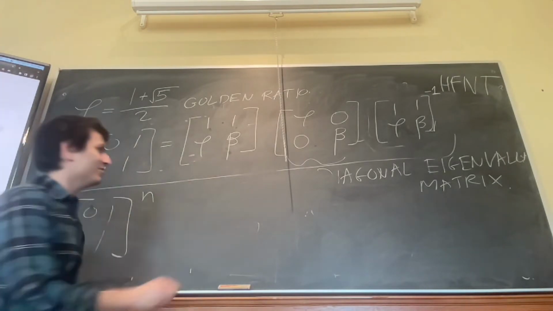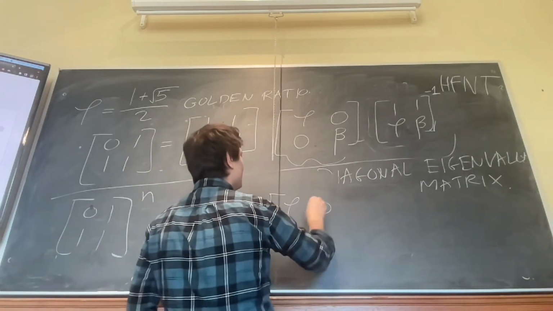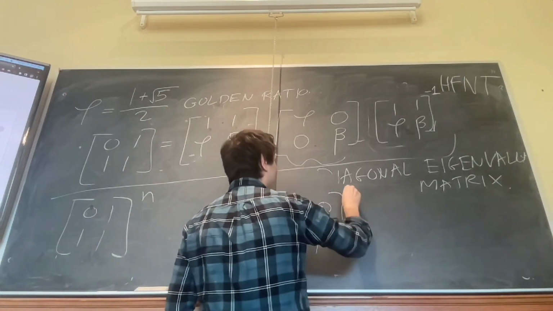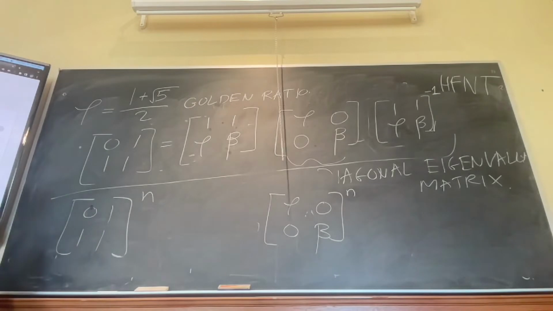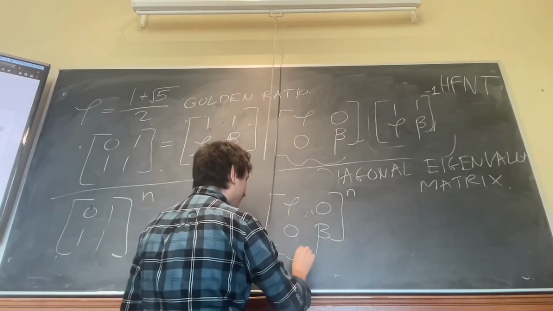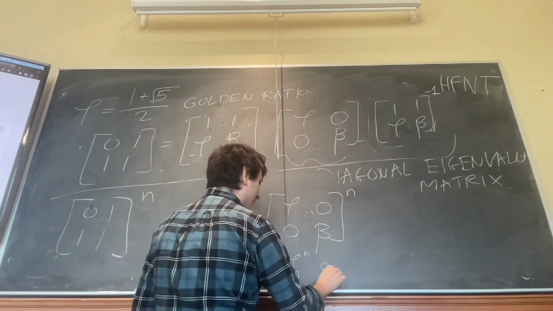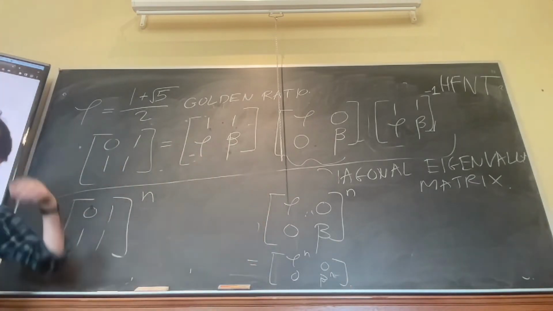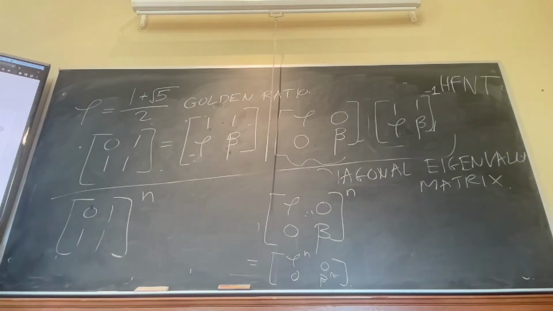I do know how to do this one. This one I can do, [phi 0; 0 beta] to the power n. That's easy, I can do that one. Because it's diagonal. It's so nice. Like this one is [phi to the n, 0; 0, beta to the n]. So I can do the nth power of that matrix. This one I don't know how to do.